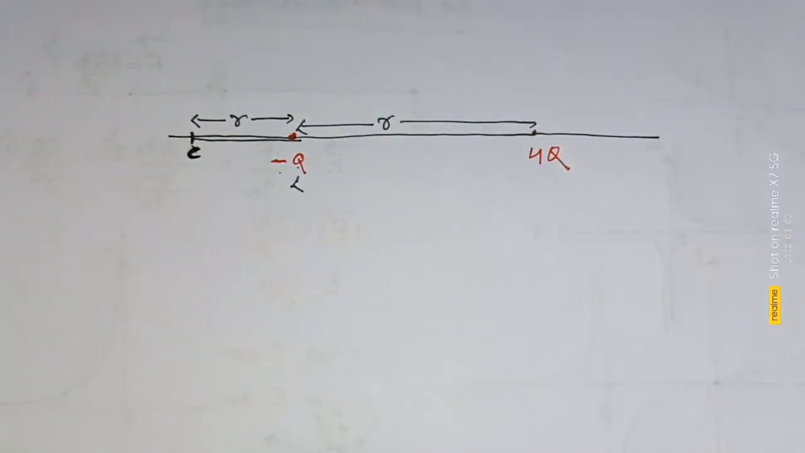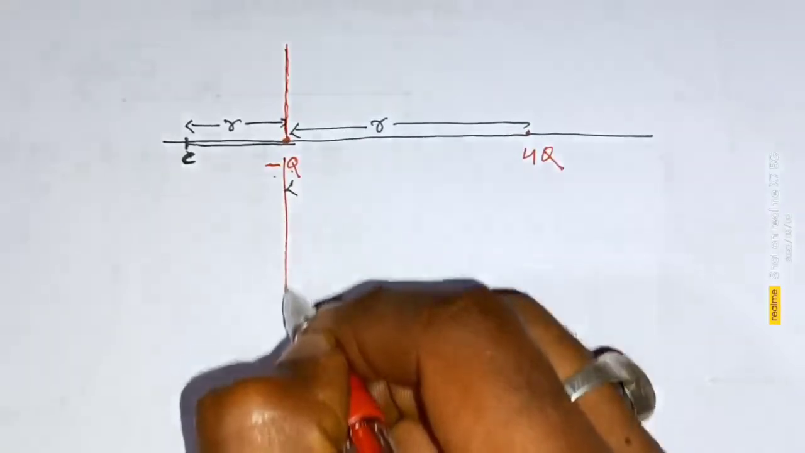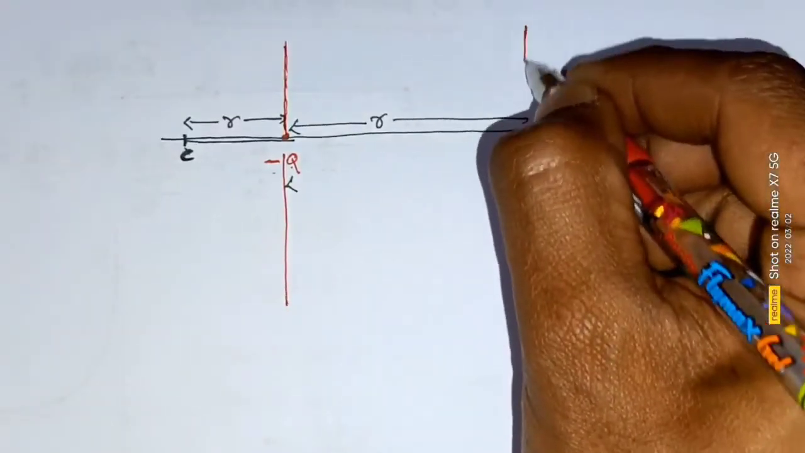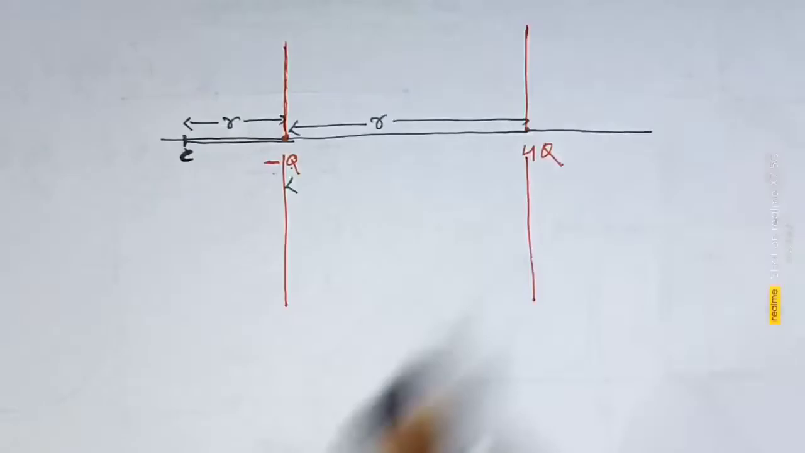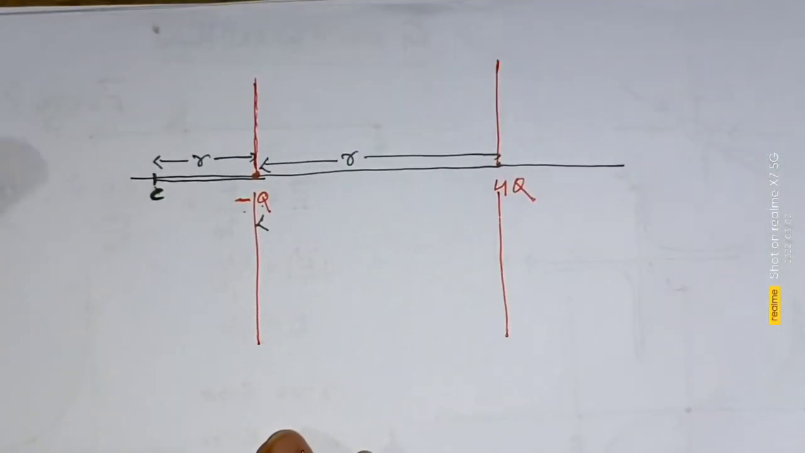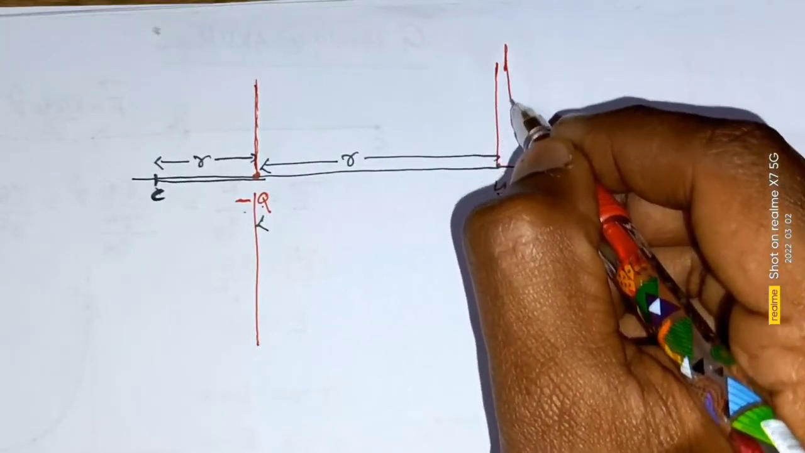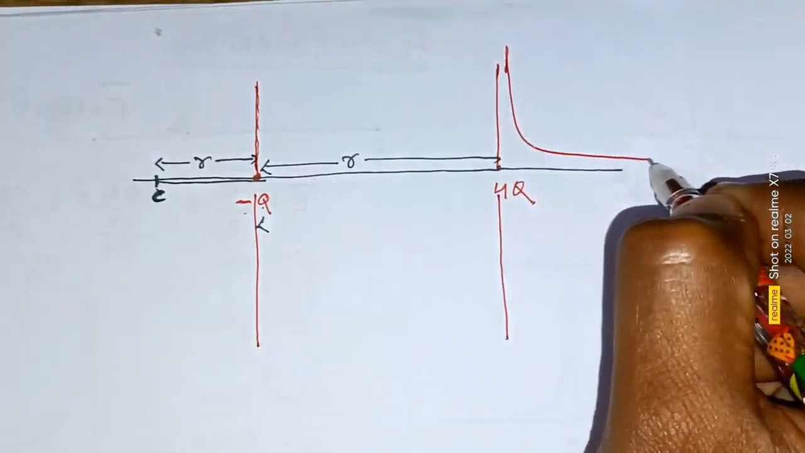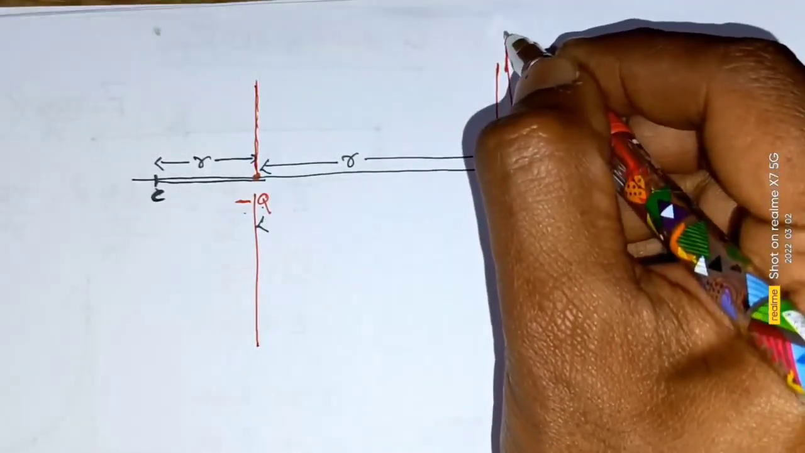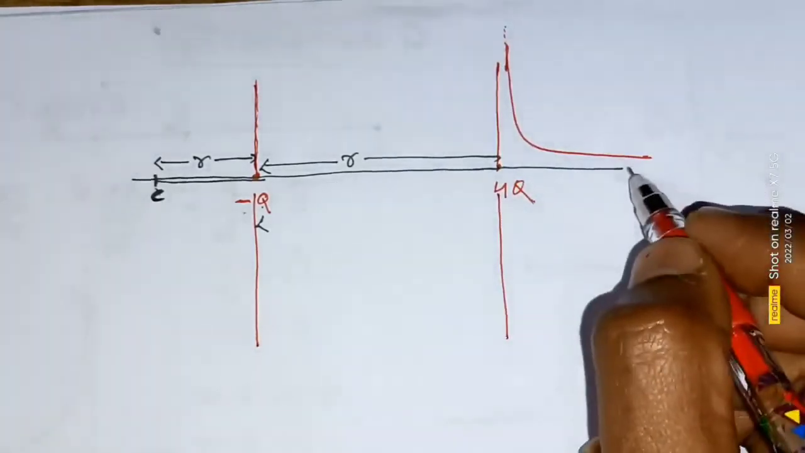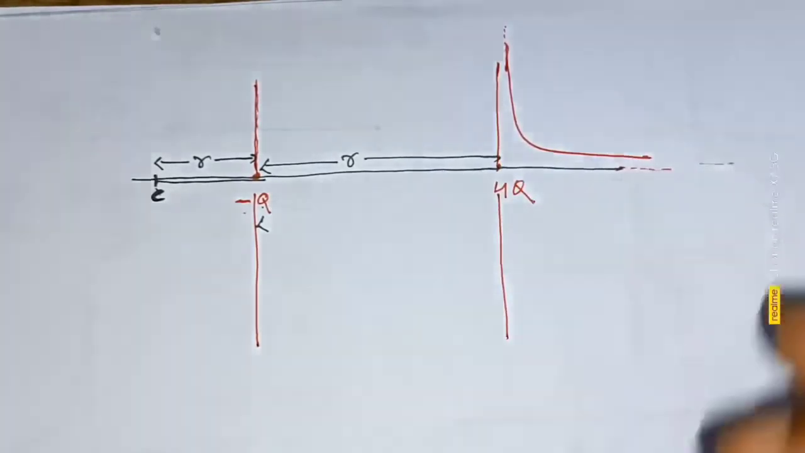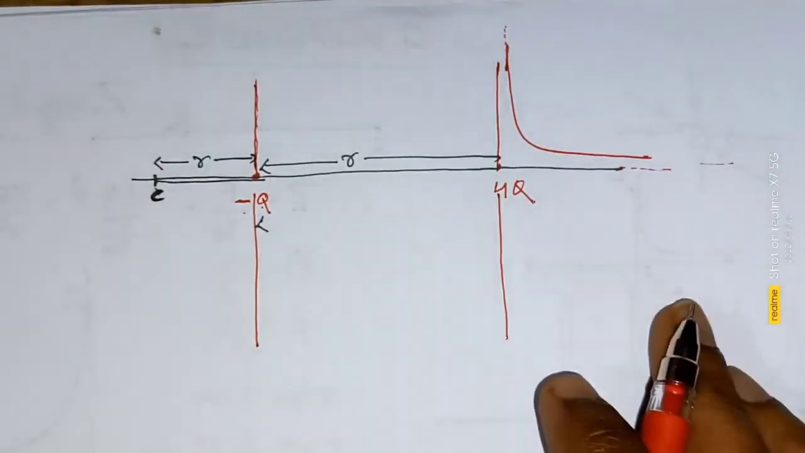Now I will draw the graph nature of the electric field. Look carefully: this is which charge? A negative charge. This is what? A positive charge. So I want to show how the graph plotting will come. This is the positive charge, so I make the graph like this. For the positive charge, the electric field is infinite near it, and when r tends to infinity, the field comes to 0. This is one important thing.